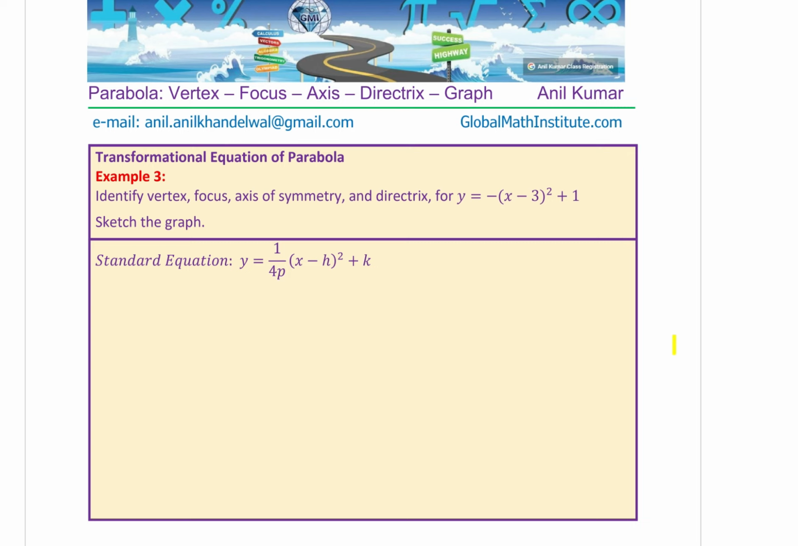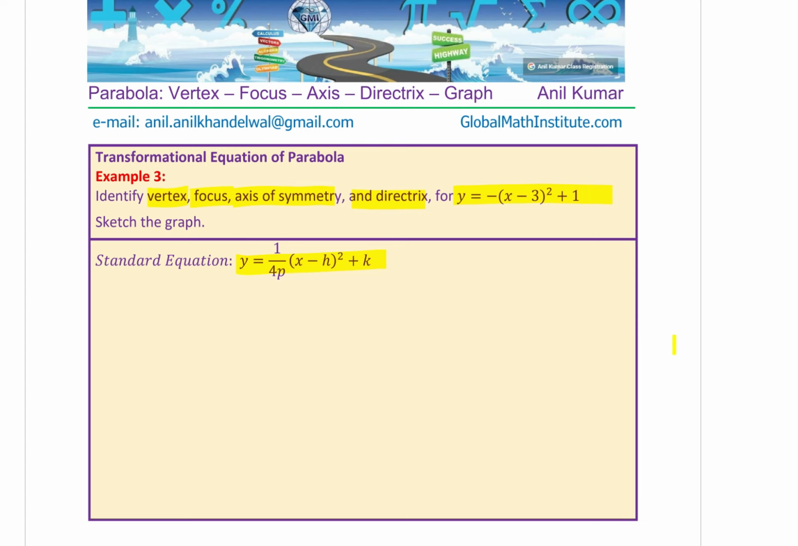Here is example 3. The question is: identify vertex, focus, axis of symmetry, and directrix for the given equation y equals minus (x minus 3) whole squared plus 1. Correct. As you know, the standard form of the equation is y equals 1 over 4p (x minus h) whole squared plus k. Now, how are you going to solve it?